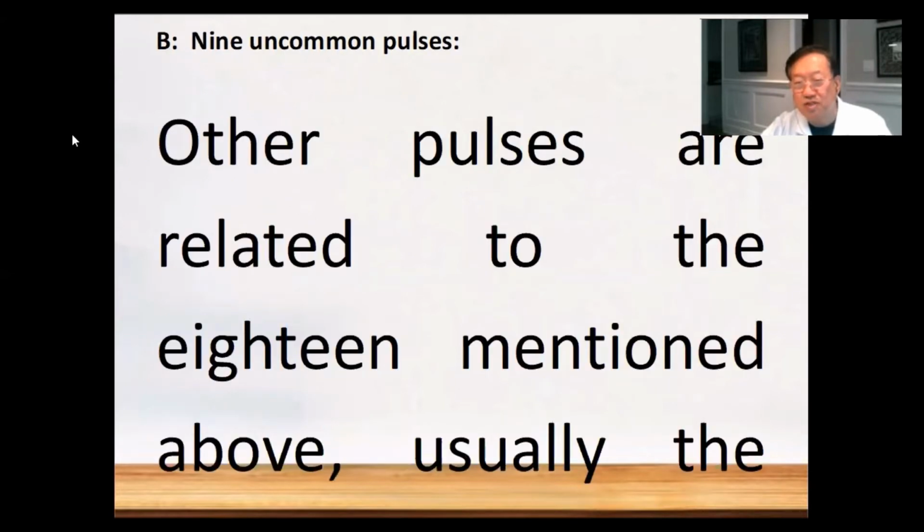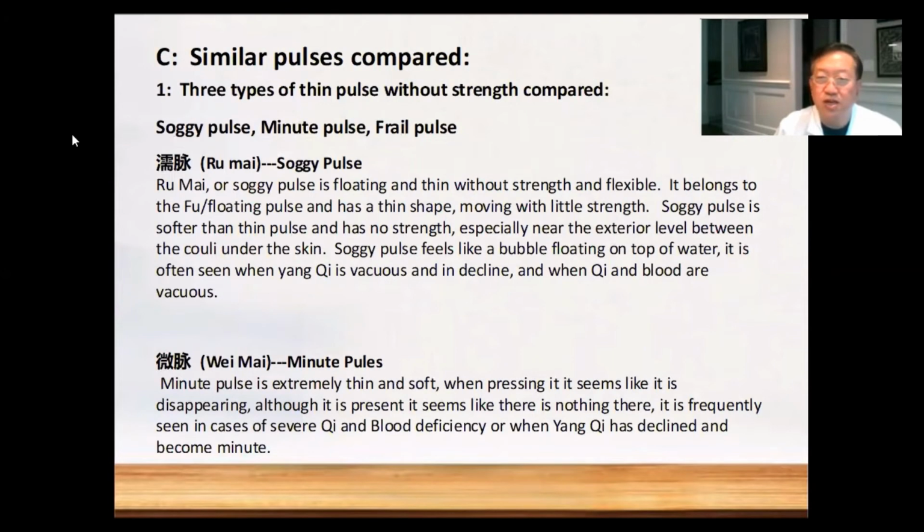9 uncommon pulses. Other pulses are related to the 18 mentioned above, so usually they're manifestations of the 18. Similar pulses compared. 3 types of thin pulse without strength compared. Soggy, minute, and frail pulse.